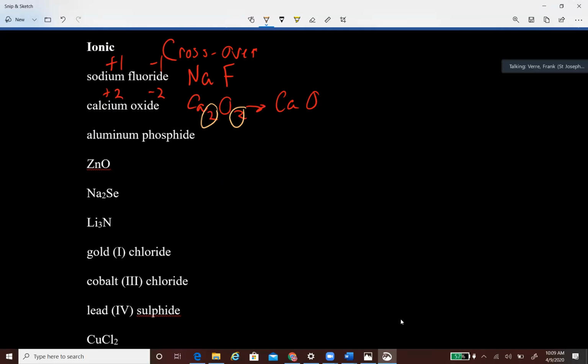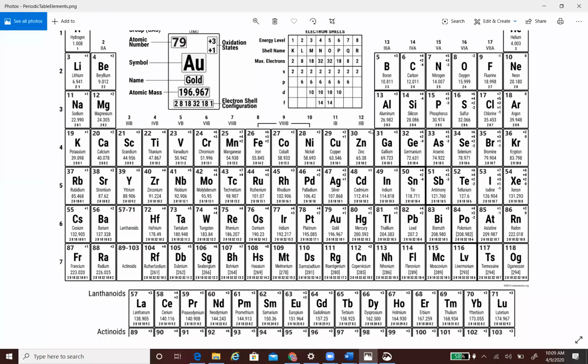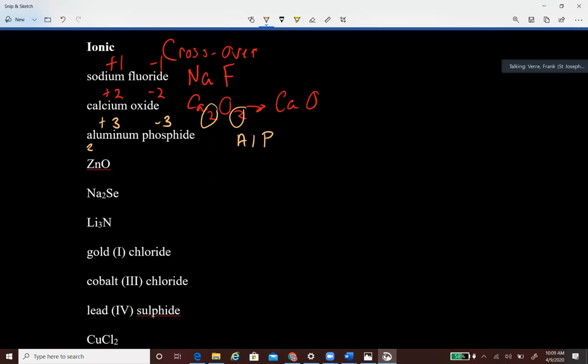The same thing with aluminum phosphide. Aluminum is +3, and phosphorus is -3. So then you would just need one of each because it's the same number. It's just AlP. Zinc oxide. Zinc should be +2. Let me just double check. Yeah, zinc is +2. Oxygen is -2. So it's just one of each.